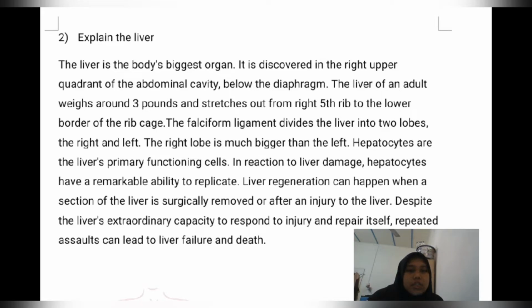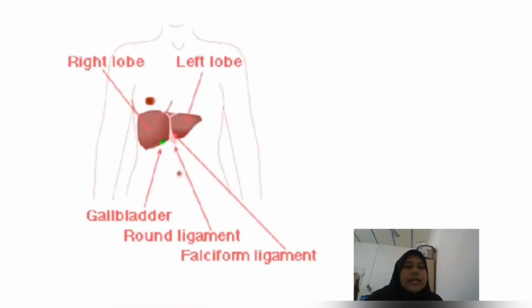Liver regeneration can happen when a section of the liver is surgically removed or after an injury to the liver. Despite the liver's extraordinary capacity to respond to injury and repair itself, repeated injury can also lead to liver failure and death. As you can see here, this shows the right lobe, the left lobe, the gallbladder, the round ligament, and the falciform ligament.